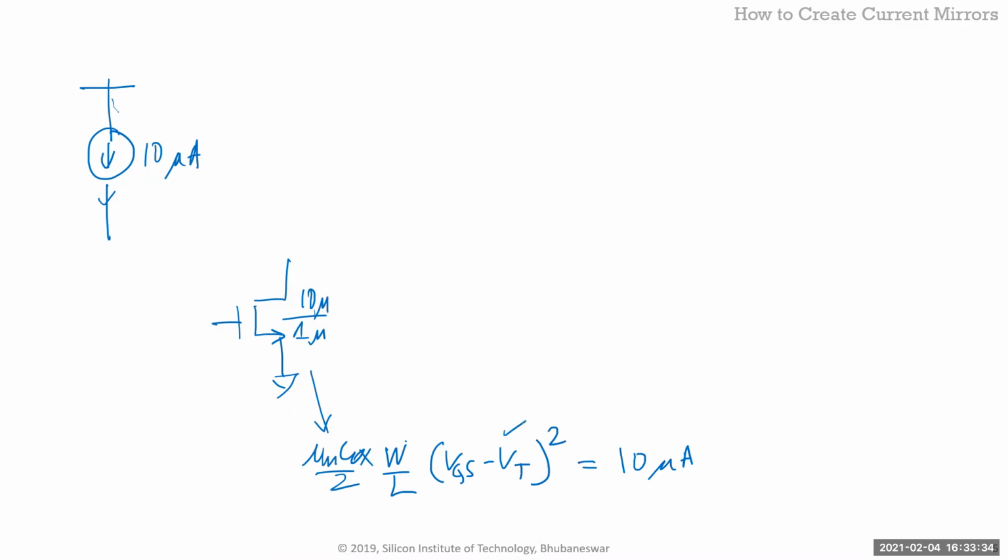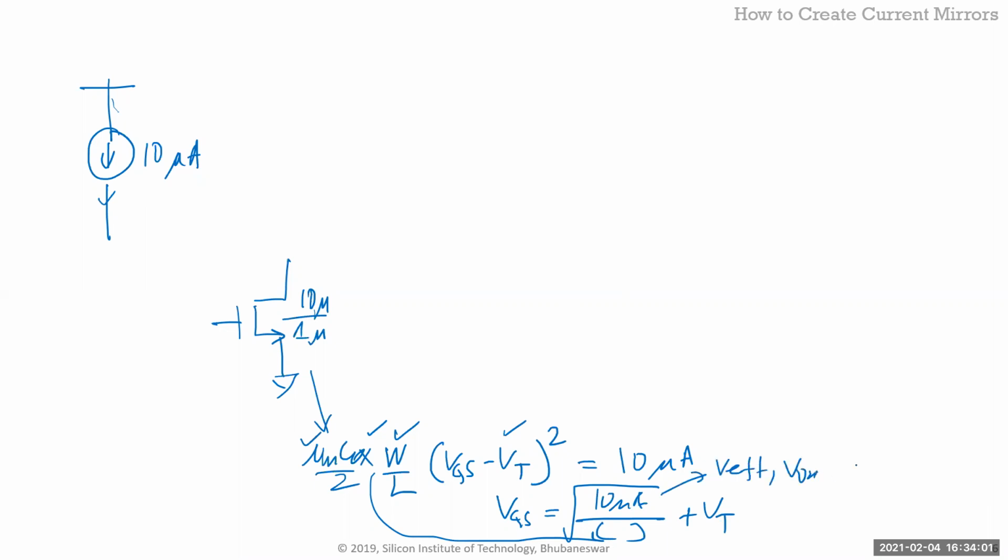So VT is known, W over L is known, obviously mu n Cox is your technology parameter. So the only thing which is not known is VGS. So you calculate VGS, right? VGS is equal to the square root of 10 microamp over this quantity here, plus VT. That's your VGS. Basically this quantity is your V effective or V on or VD sat, all those names you have. So VD sat plus VT is what you need, right?